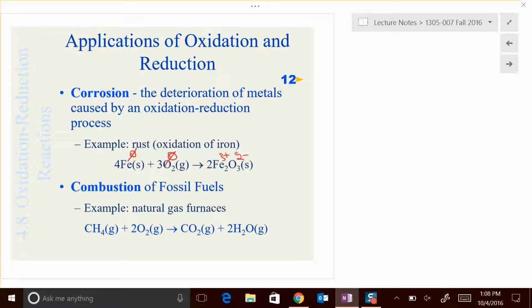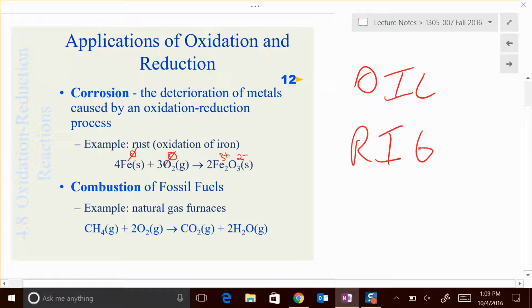So was it oxidized or reduced? It was oxidized. Oxidation is loss of electrons, OIL. Reduction is gain. So iron was oxidized. What was reduced? Oxygen was reduced. So what is the oxidizing agent? Oxygen. Oxygen is the oxidizing agent, and iron is the reducing agent. Okay?